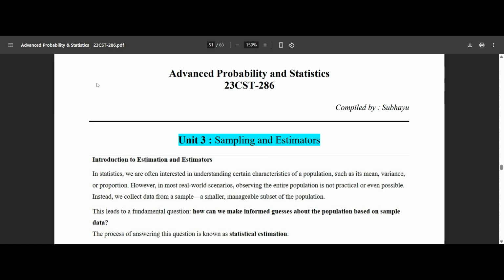Let's discuss. In statistics, we are often interested in understanding certain characteristics of a population, such as its mean, variance, or proportion. But in most real world scenarios, observing the entire population is not practical or possible. Instead, we collect data from a sample, a smaller manageable subset of the population. This leads to a fundamental question: how can we make informed guesses about the population based on sample data? The process of answering this question is known as statistical estimation.